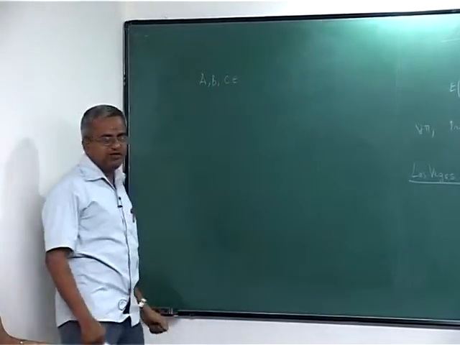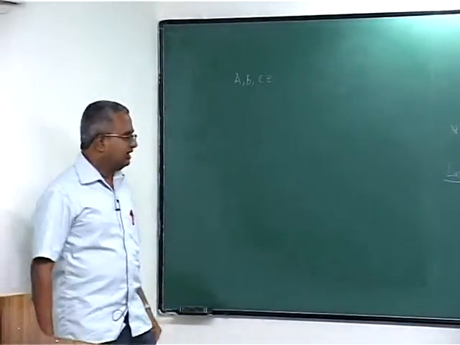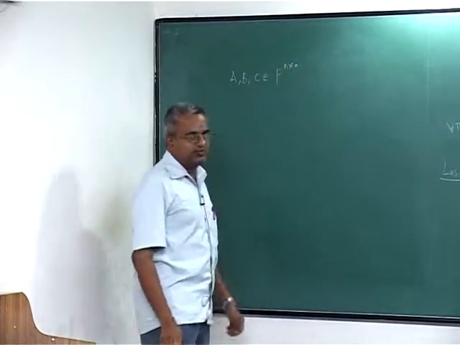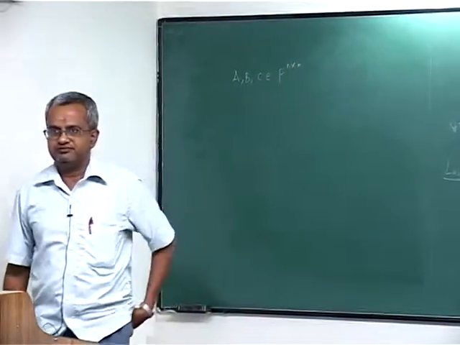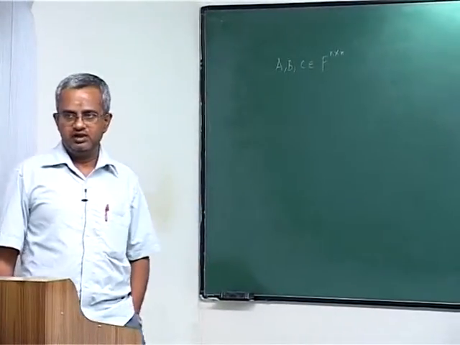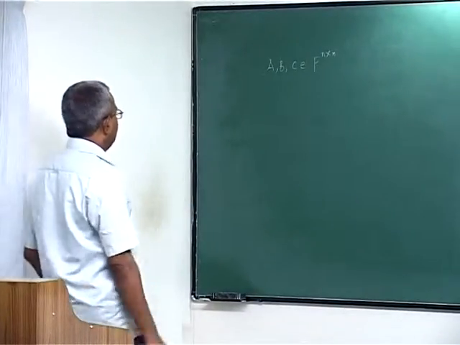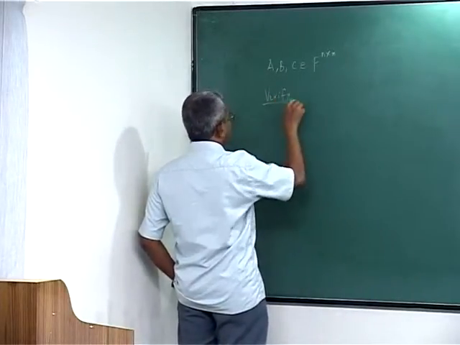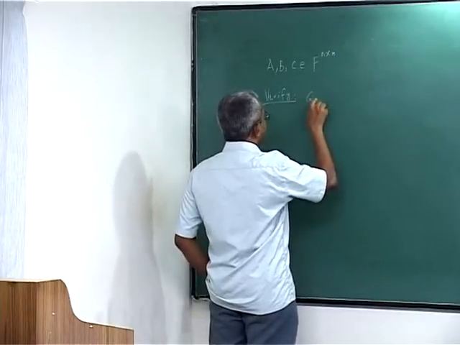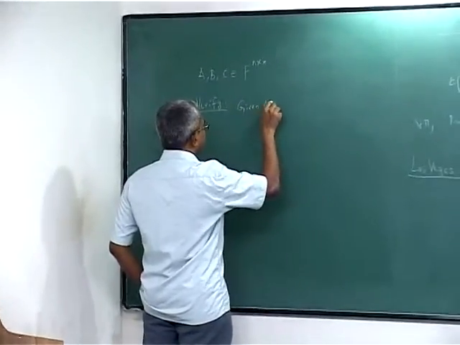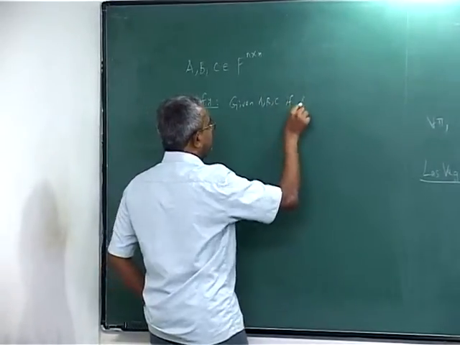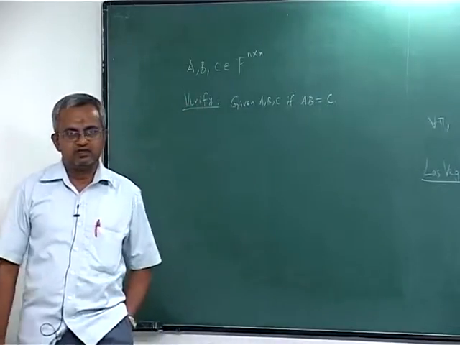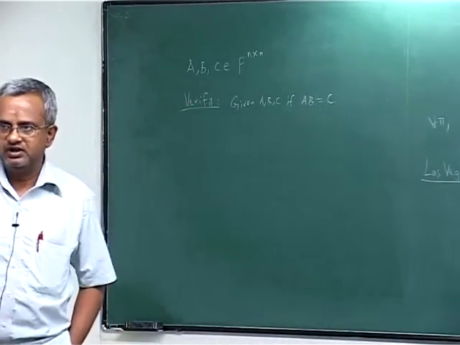So, let us consider 3 matrices A, B, C, okay, and let us assume that they are n by n matrices with entries from a field F, a finite field F. Okay. And the goal of the problem, the computational problem, is to verify, given A, B, C, if the product of the first 2 matrices is the third matrix. Okay, this is what you want to verify.